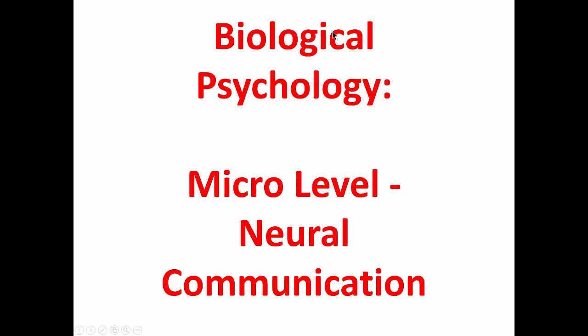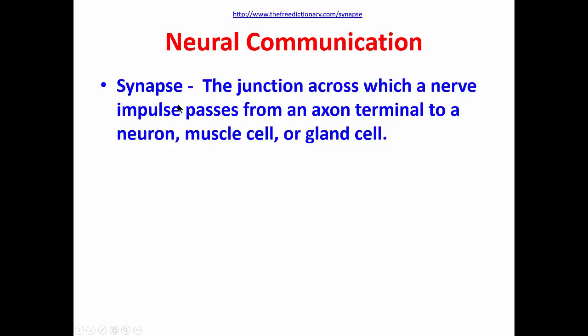In this video, we're going to explore biological psychology at a micro level with a special emphasis on neural communication. We'll begin with a familiar topic, one that we introduced in another video. This is the concept of the synapse, the junction across which a nerve impulse passes from an axon terminal to a neuron, muscle cell, or gland.